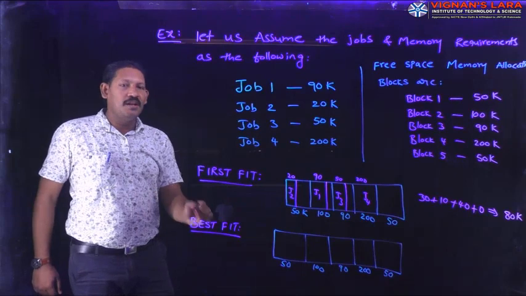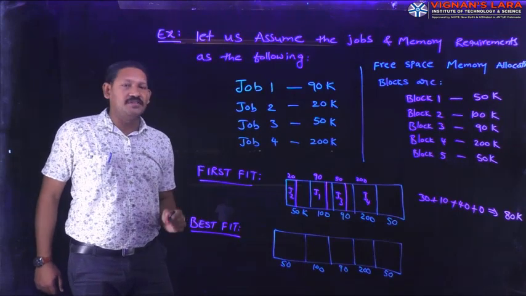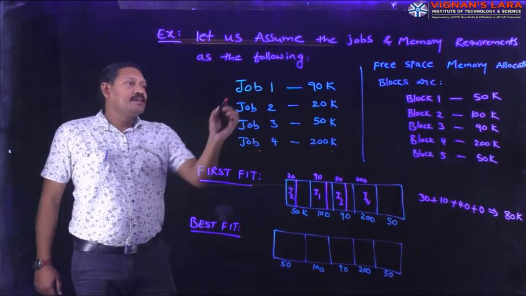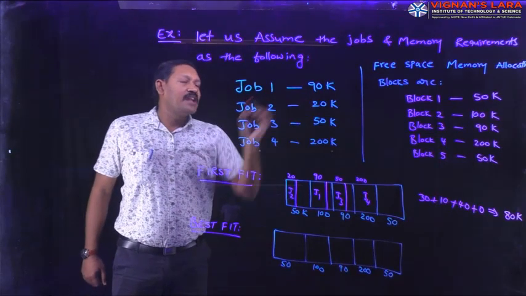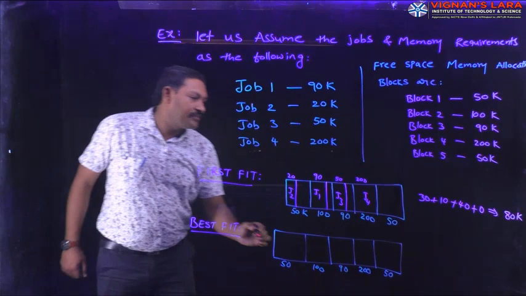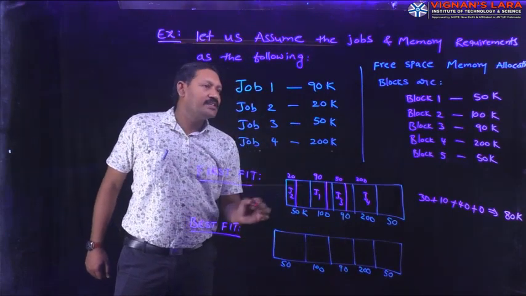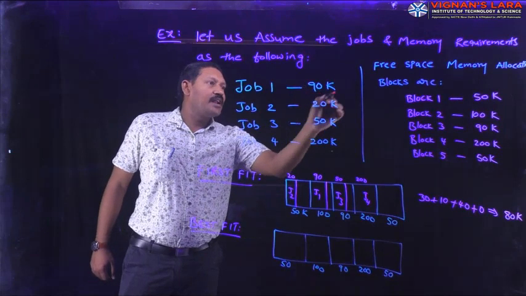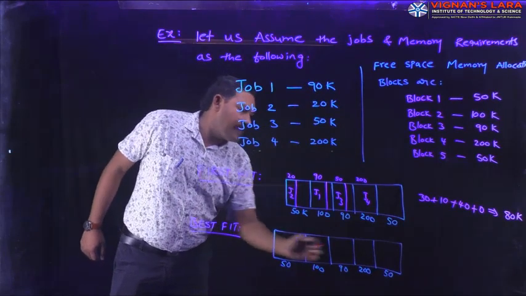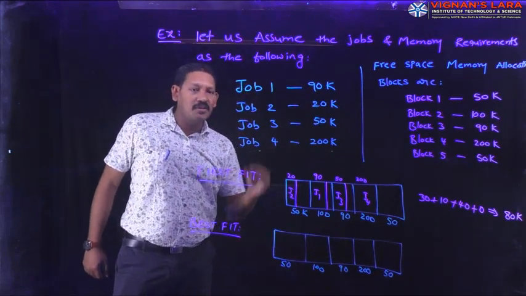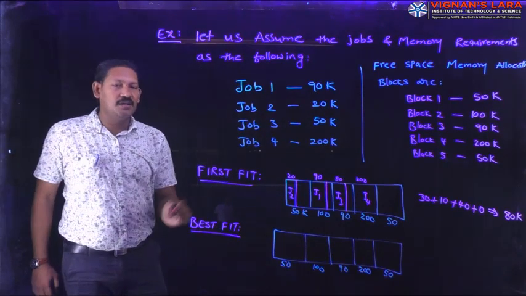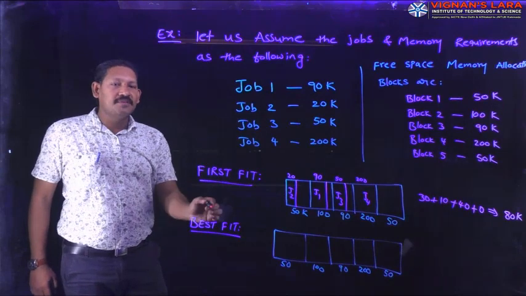Now we will do the same using the best fit algorithm. In best fit, see here, job 1 requires 90k. Out of the available blocks, it will check where the required memory is closest to the available memory, and that particular block will be allocated to this particular job. That's what happens in best fit.